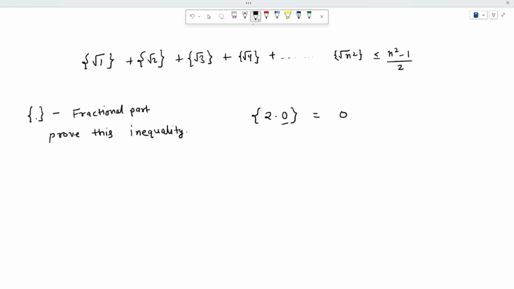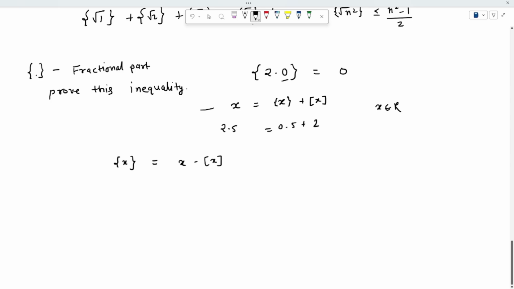How do we decide the fractional part? For any real number x, we can represent x in terms of its fractional part and the greatest integer function of x. If x is 2.5, then the fractional part is 0.5 and the greatest integer less than 2.5 is 2. So we can represent every real number x in this way: fractional part of x equals x minus greatest integer of x.